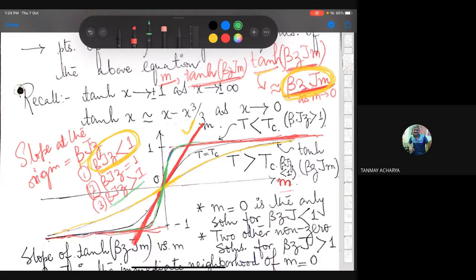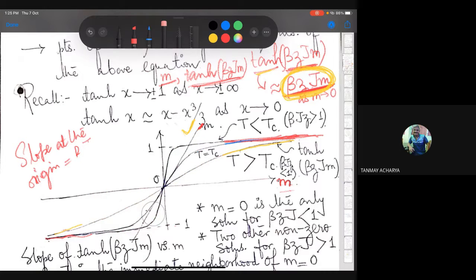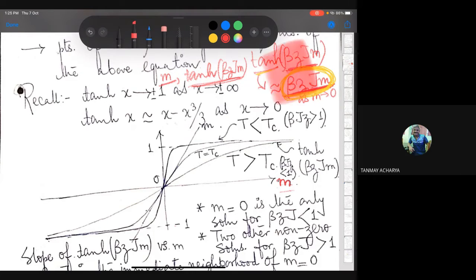Fine? And therefore, what is the case when beta jz equal to 1? Then I have a curve. Let me draw this one. I have a curve that is coinciding with this straight line, and then doing it this way. Crystal clear, right? So therefore, I have 3 possibilities for the tan hyperbolic function, and I have just one possibility for the m function.